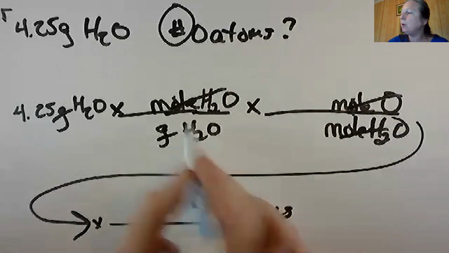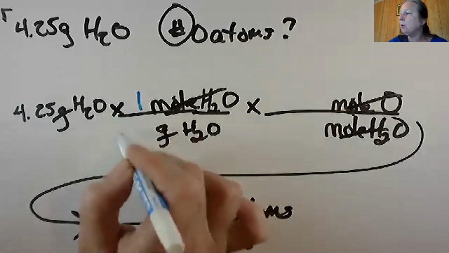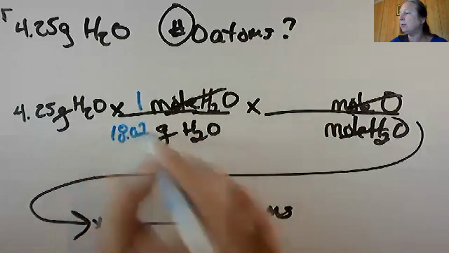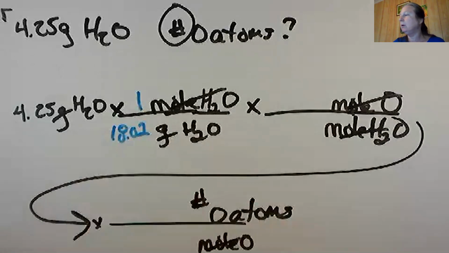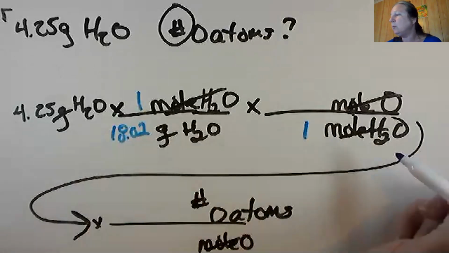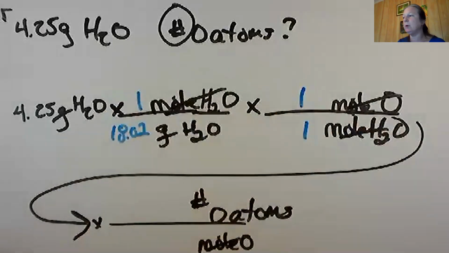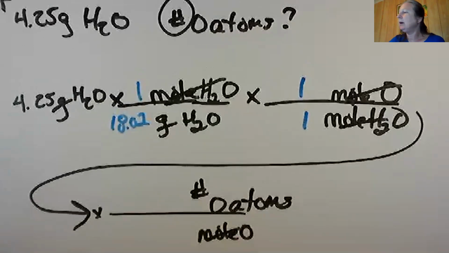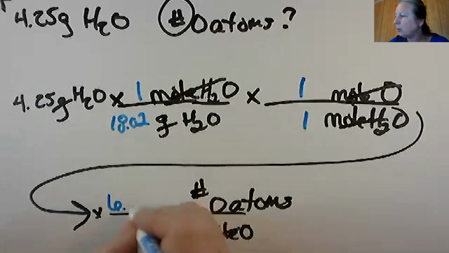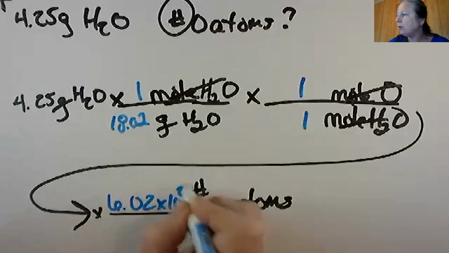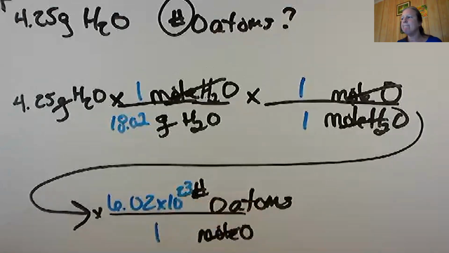My relationship, grams per mole: for every 1 mole, there are 18.02 grams of water. What about this one? For every 1 mole of water, we have one mole of oxygen, right? We have 2 moles of hydrogen and 1 mole of oxygen. And for every 1 mole of oxygen, how many oxygen atoms are in a mole of oxygen? Avogadro's number, 6.02 times 10 to the 23rd. All right. Now you just plug and play.